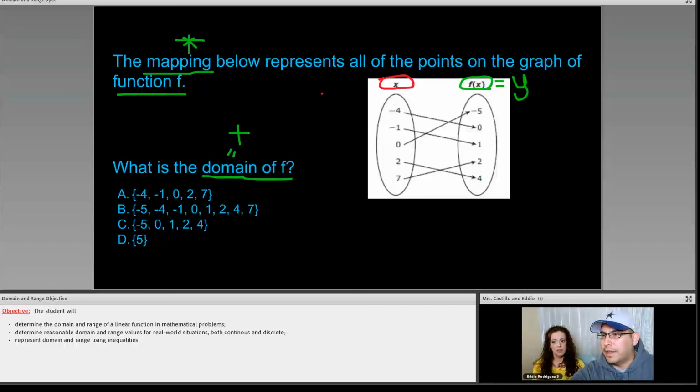Great job. Look at the answer choices and notice that they are shown in brackets. That is talking about domain and range, and it is the set. So then it would have to be answer choice A, because those are the exact values that are in my mapping table there on the graph. That is correct. Great job. Wow, that one was easy too.